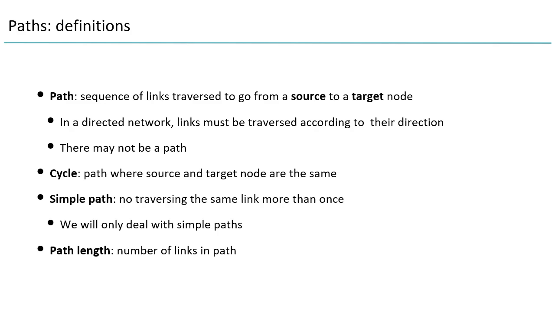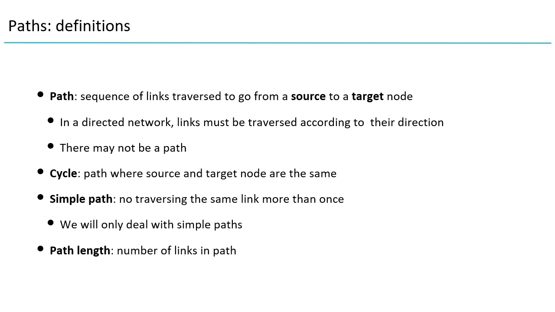Okay, let's move to the topic of the path. Let's define the path. A path is a sequence of links traversed to go from a source to a target node. You have a source node and a target node. Starting from the source node, you follow the connected network links, then you can reach the target node. However, in a directed network, you have to follow the direction.